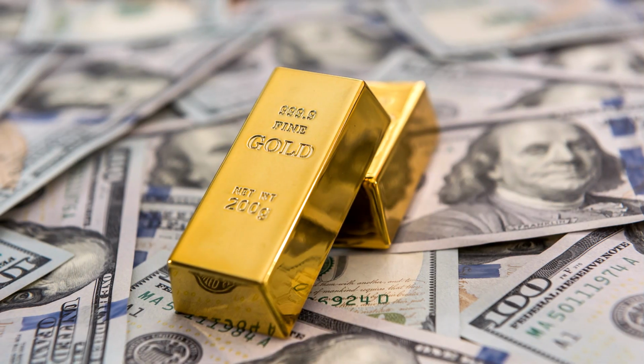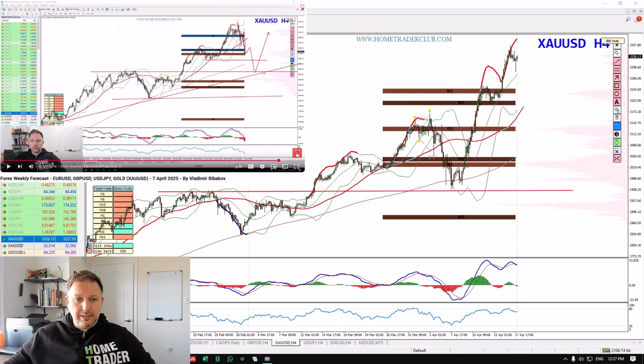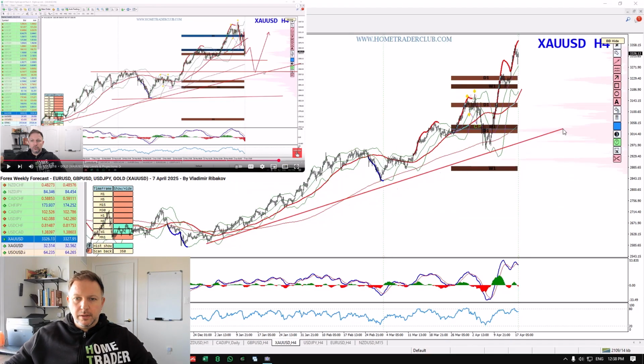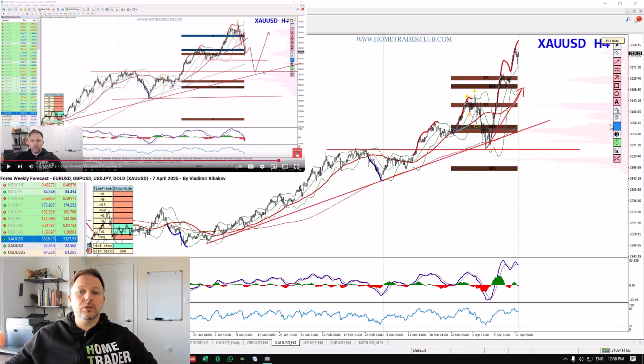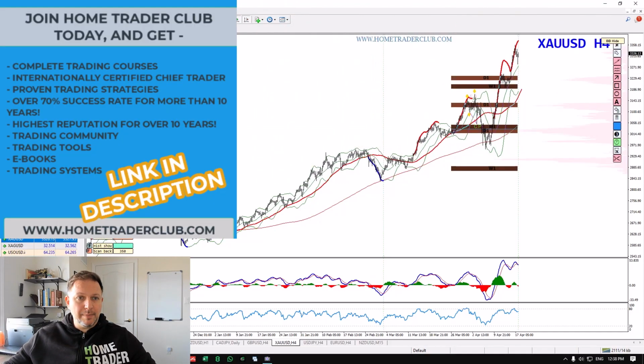And the final one would be gold. A quick follow-up on our last weekly forecast discussion. We wanted to see the gold retesting this resistance area, and if you let me zoom out a little bit, we discussed the trend line and the resistance line, and from there we expected the gold to push up again. And this is exactly what happens with the gold.